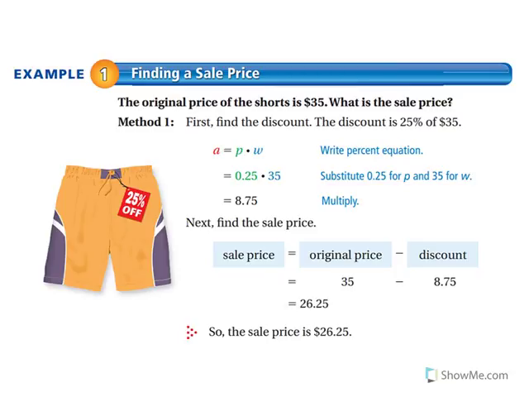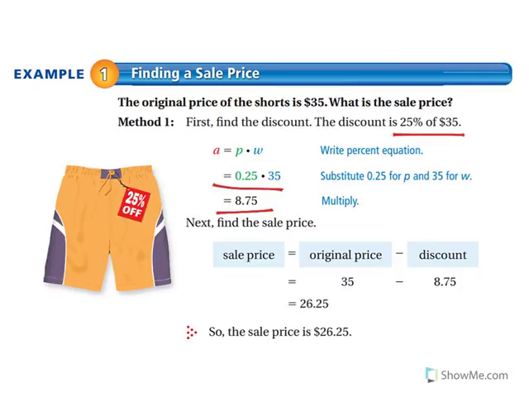So one method of finding out what this discount is: we know that it's 25% of $35. We know what the whole amount is, 35. We know what the percent is, 0.25. The A is the partial amount. So we're going to take 25% of 35, and we end up getting 8.75. Now, 8.75, that is the discount.